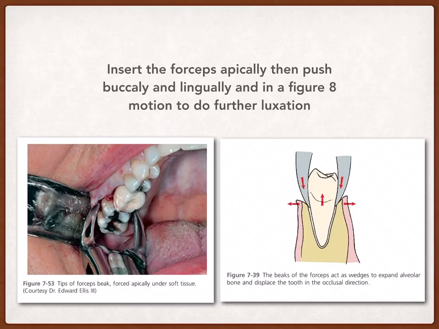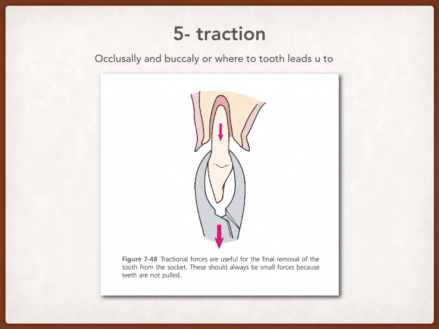Okay guys, after this the tooth should be luxated and ready to be extracted, leading us to the fifth step of the tooth extraction procedure, which is the traction. The traction is simply done in an occlusal and buccal direction, or generally the buccal direction, but you should feel where the tooth leads you, because sometimes the roots are curved, and if you pull the tooth occlusally and buccally, it will lead to a fracture.